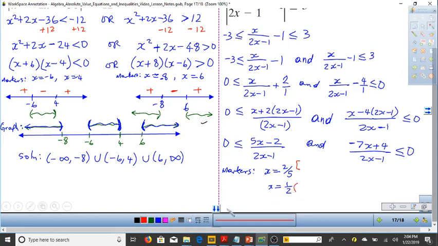And for the other fraction, the marker is x equal to 4/7. That's also a bracket. And the other marker is x equal to half, which is a parenthesis.